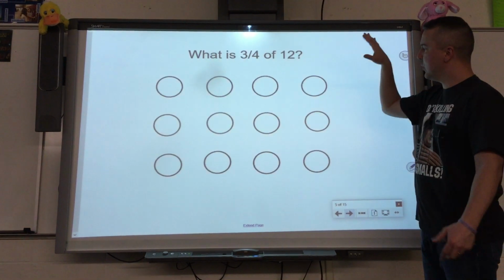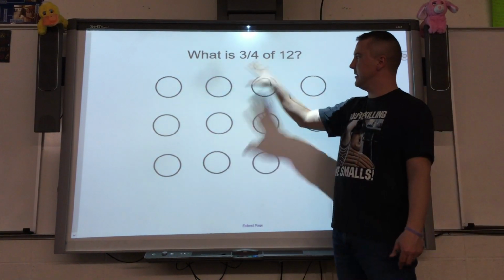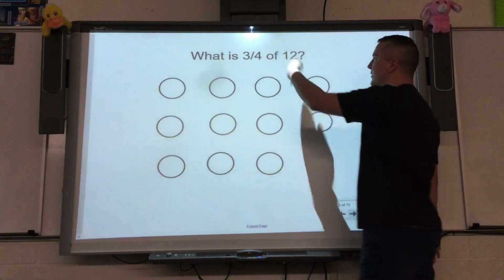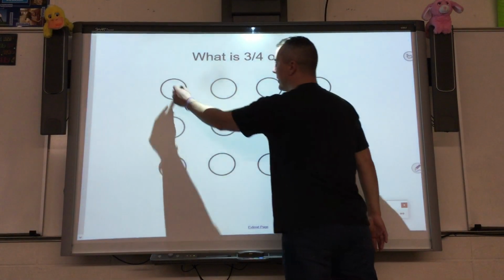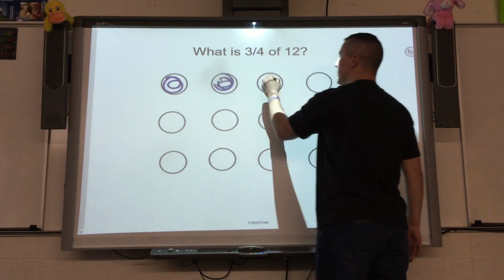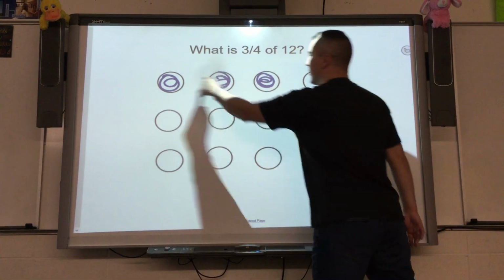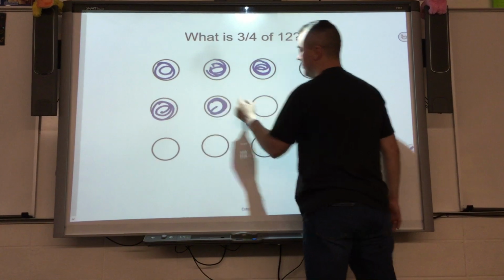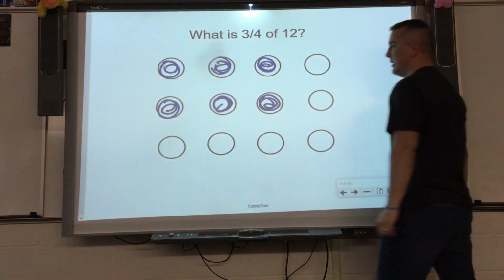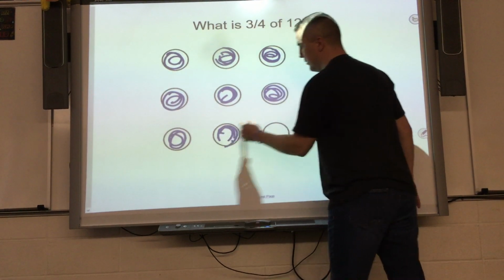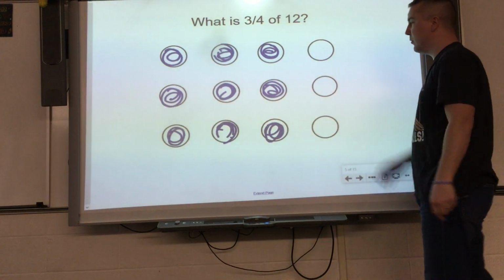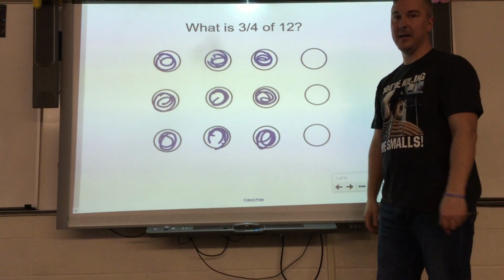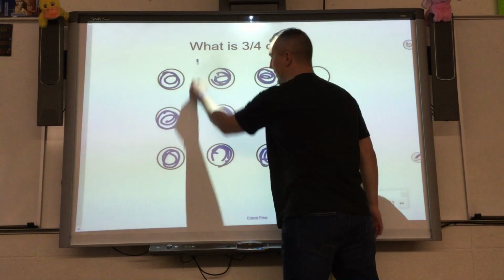So think about this. There are 12 dots: 1, 2, 3, 4, 5, 6, 7, 8, 9, 10, 11, 12. What is 3/4 of 12? Well, if I go this route, I colored in 3 out of 4, 1, 2, 3, and I do that again for each group of 4. So what is 3/4 of 12? 9. And if I want to think of it this way, maybe I can do it vertically.